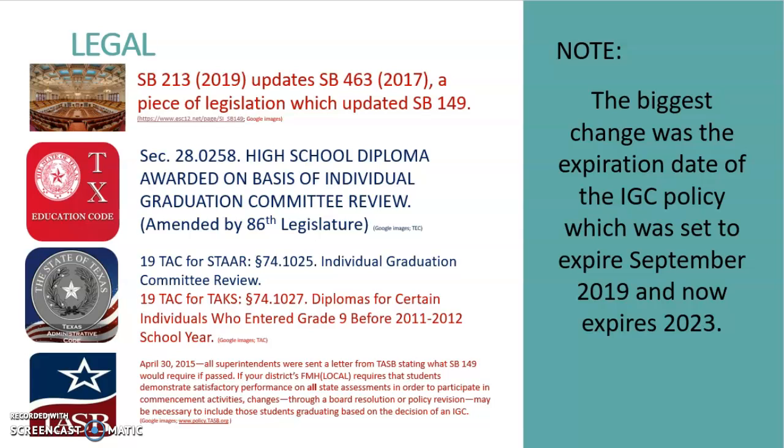So that's from TEA. The update is pretty phenomenal. It was on May 17th, 2019, this past May. They passed a bill to extend the IGCs to September 1st, 2023. The extension, it was set to expire September 1st, 2019, but they extended it for a few more years. So that's a wonderful positive there.